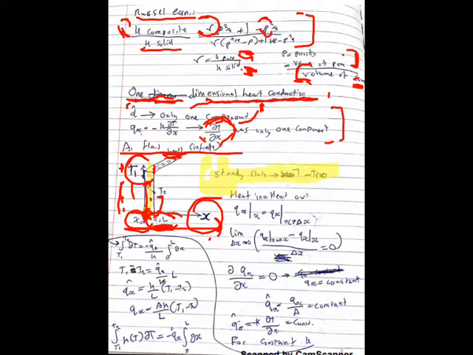Now what does steady state mean? Steady state means there's no accumulation term, meaning whatever heat comes in over here, that same quantity of heat leaves over here. So heat in equals heat out, hence steady state, right?